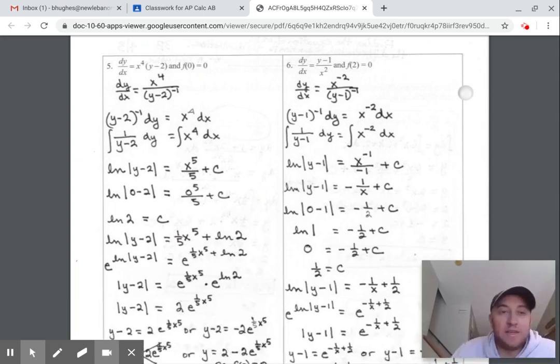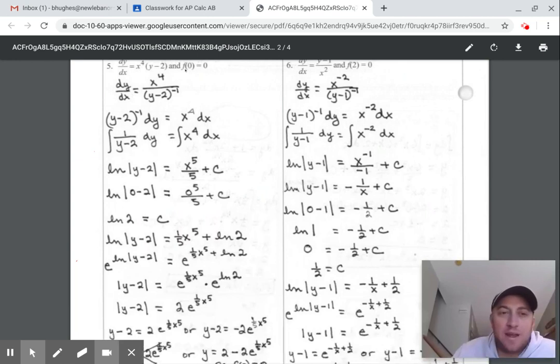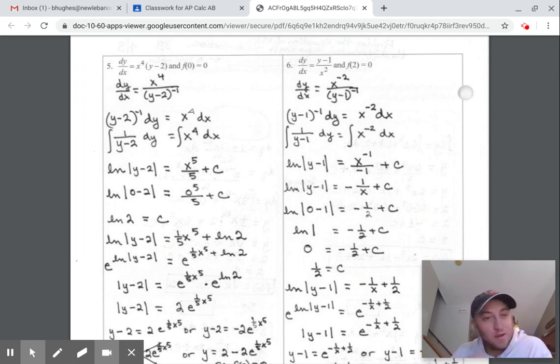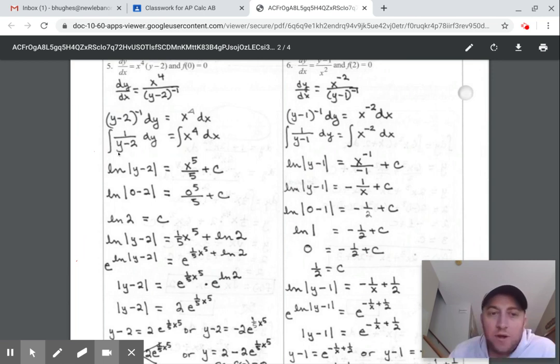All right, so the easiest thing would be to take the y minus 2 and move it to the denominator, so it ends up as (y minus 2) to the negative first power. The only reason we would do that is so we can cross multiply, and I would end up with all of my y's on the left, all of my x's on the right. So here I have 1 over (y minus 2) dy is equal to x to the 4th dx. Now we can integrate both sides.